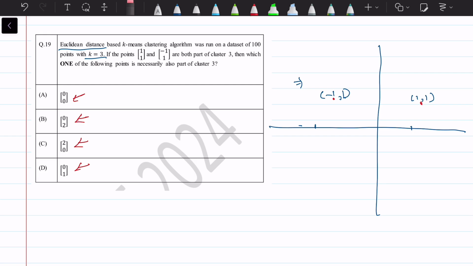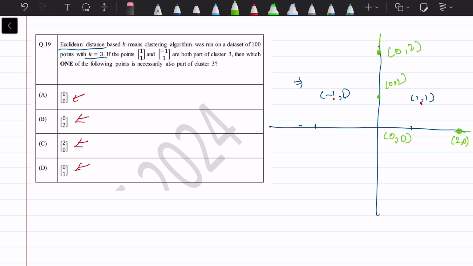So first one is (0, 0), which comes here at the origin. Next one is (0, 2), which comes somewhere here. Then there is (2, 0), which will come somewhere here, and then there is (0, 1), which will come somewhere here.